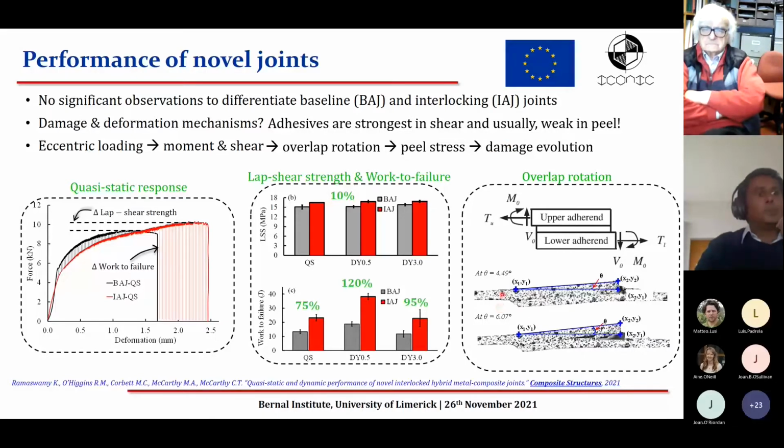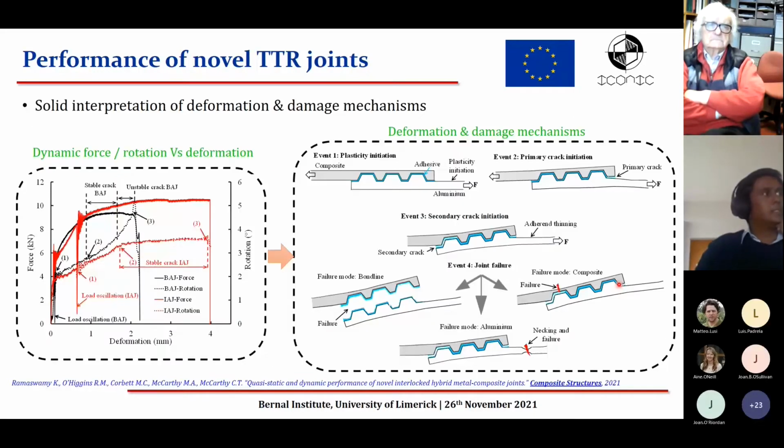Now, when we look at this in more detail, this is the first time someone has managed to connect these dots together and make sense of the data. So we used a simple cosine law to continuously monitor the overlap rotation. And this is the result that we had.